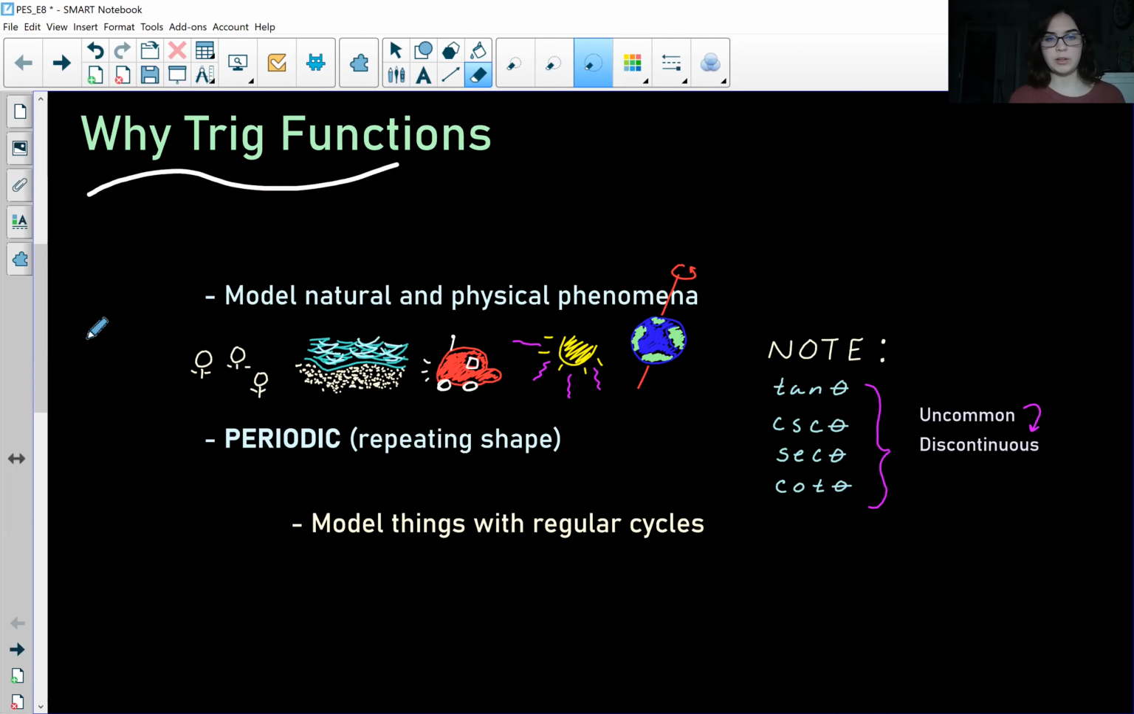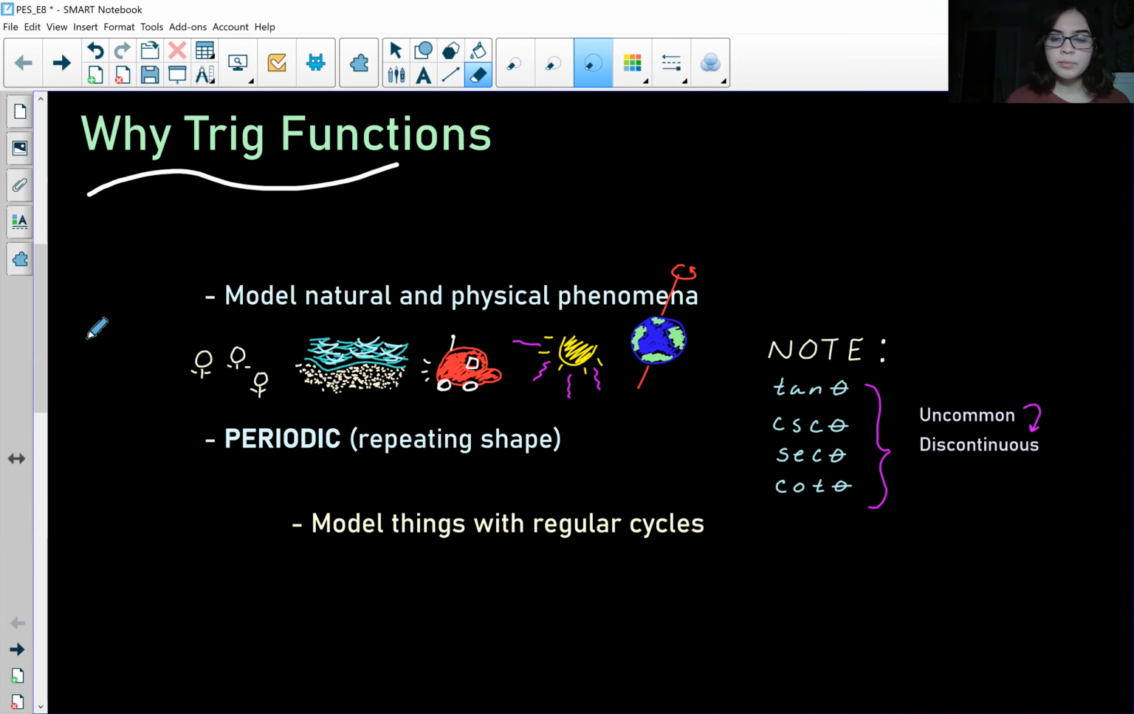And why do we study trig functions? They tend to model natural and physical phenomena. So some examples are populations, waves or tides, engines, UV intensity, the Earth's rotation, and there are a couple others as well. And what makes them special is the fact that trig functions are periodic, which just means that they have a repeating shape. And because of that, they're able to model things with regular cycles.